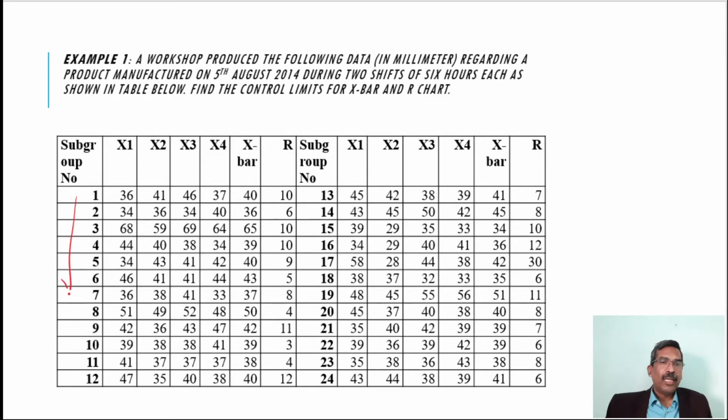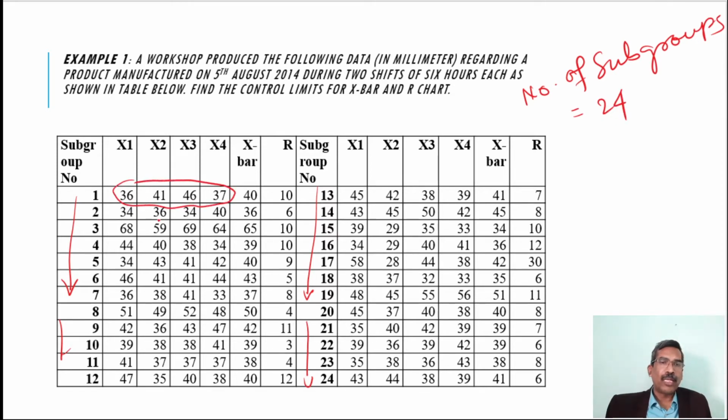These are the different subgroups. So the total number of subgroups here is 24. 24 subgroups are used here, so this is the number of subgroups, or you can say samples. These are 24, but the sample size is 4. We have considered 4 items in each subgroup, so this is known as the subgroup size.